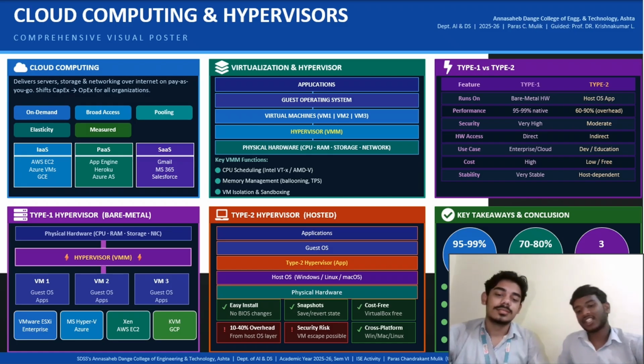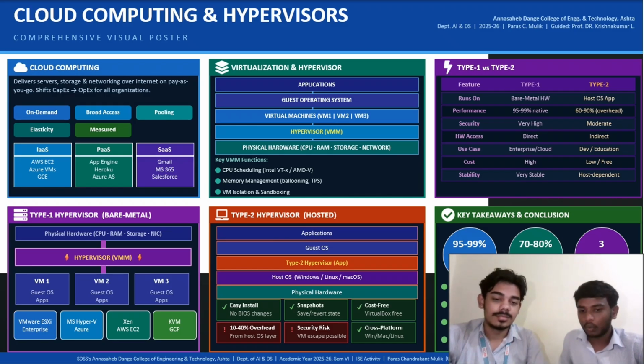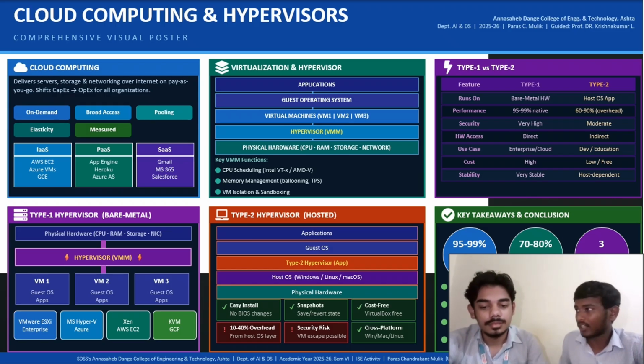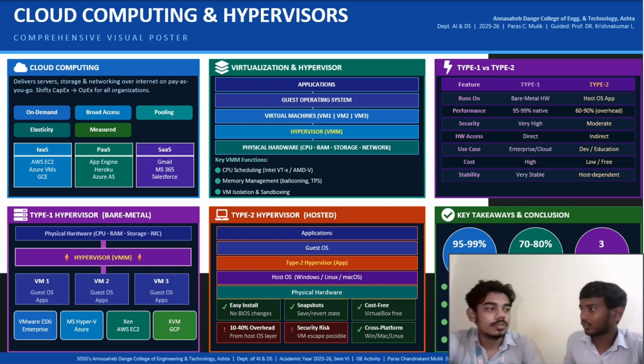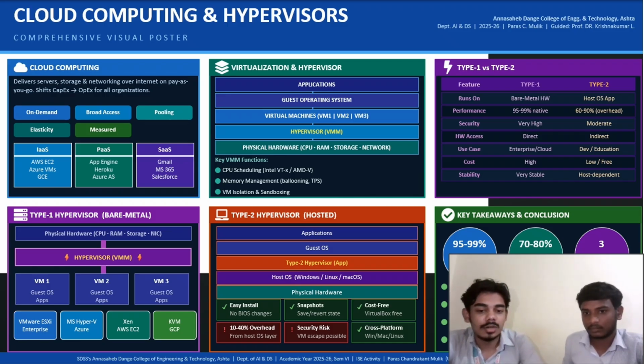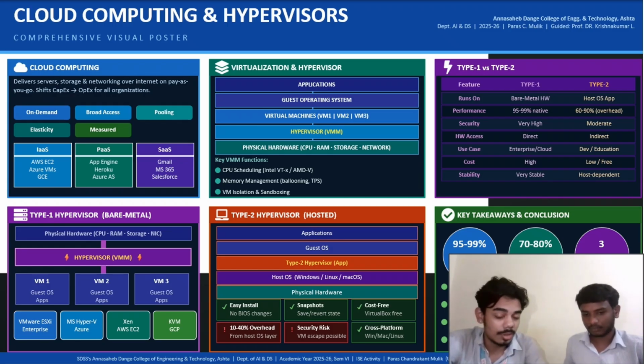So when I spin up an EC2 instance on AWS, I'm getting a VM running on a type 1 hypervisor. Yes, every single time that happens. AWS builds their own custom hypervisor called Nitro. They developed it because they needed something purpose-built for faster, more secure performance and better isolation than an off-the-shelf solution. Okay. Then Azure runs modified versions of Hyper-V, and Google Cloud uses KVM, which is Kernel-based Virtual Machine.